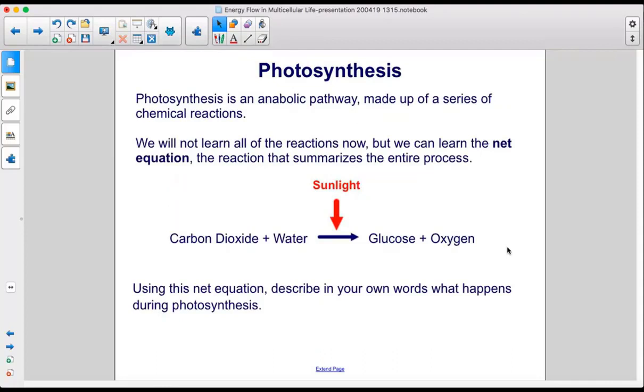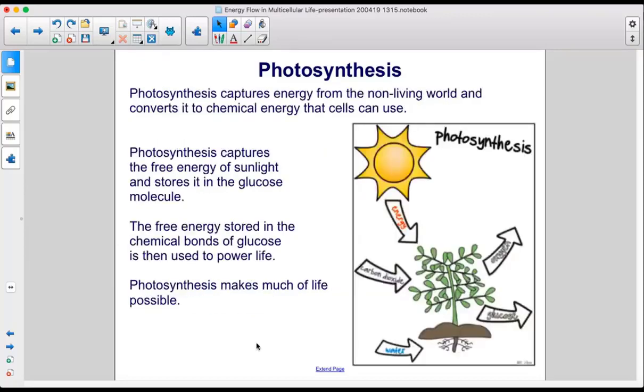Photosynthesis is an anabolic pathway made up of a series of chemical reactions. We will not learn all of the reactions now, but we can learn the net equation, the reaction that summarizes the entire process. Carbon dioxide plus water becomes glucose and oxygen with sunlight. Using this net equation, describe in your own words what happens during photosynthesis.